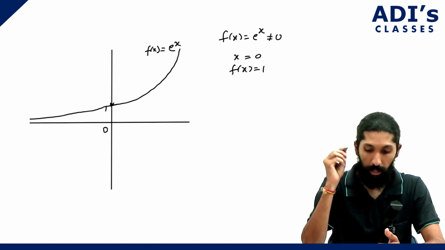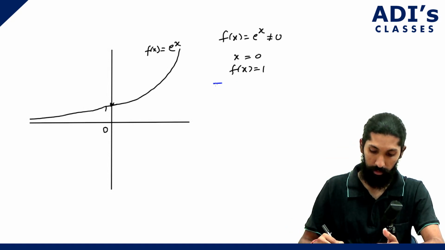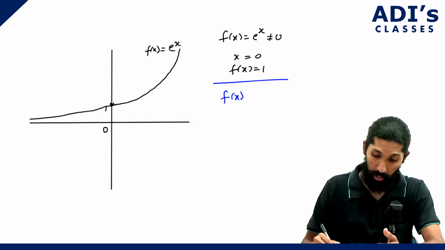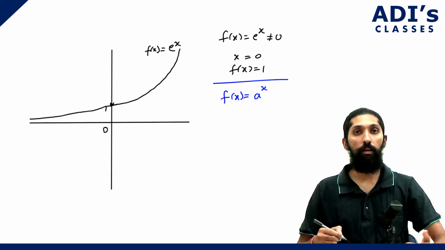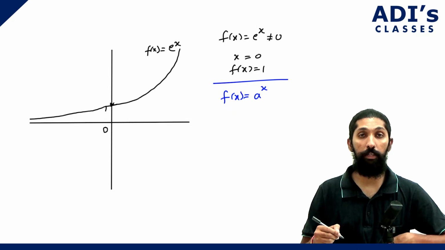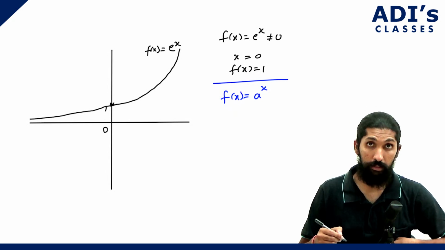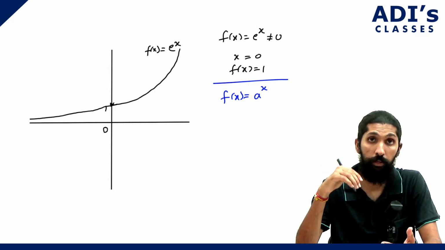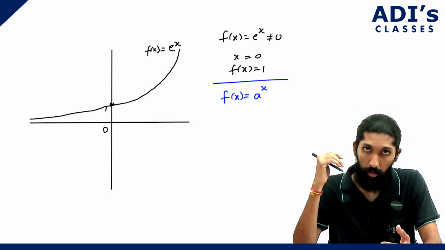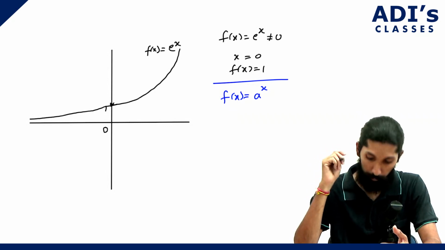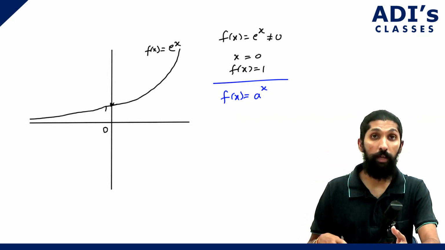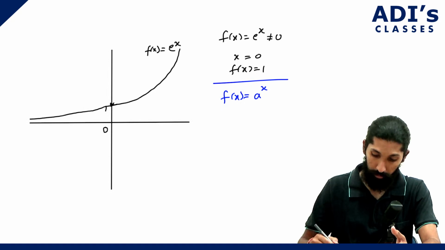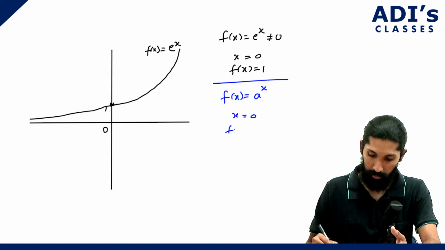Suppose I have the next function, f of x is equal to a power x. Now, when you have a to the power of x, depending on what the value of a is, for example, you can have a as 2, 3, minus 1, minus 8, minus 10, whatever it might be. Suppose you have f of x is equal to a power x, now if you take x as 0, then f of x is equal to 1.